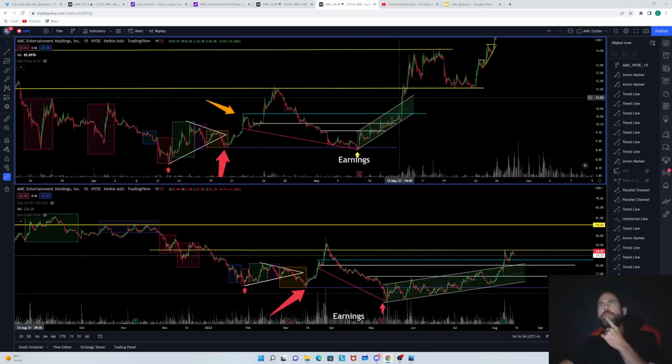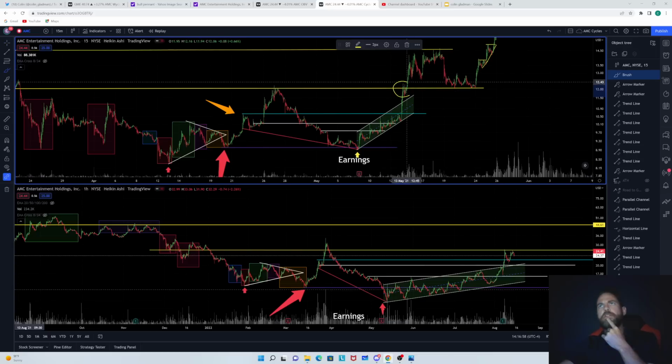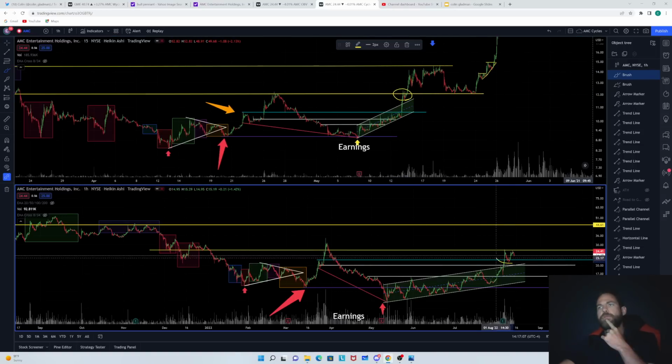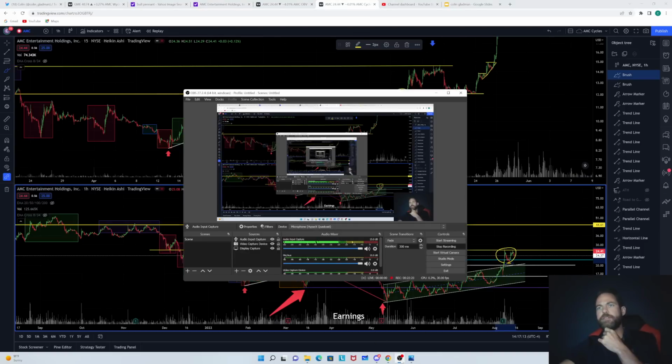Spot number one would be, are we right here at this little accumulation, or reaccumulation, however you want to look at it, before we push back up to the top? So are we right here? Oh dang, I forgot my face is down there. Hold on, let me see if you guys can still see this. Okay, sweet, you can still see it.